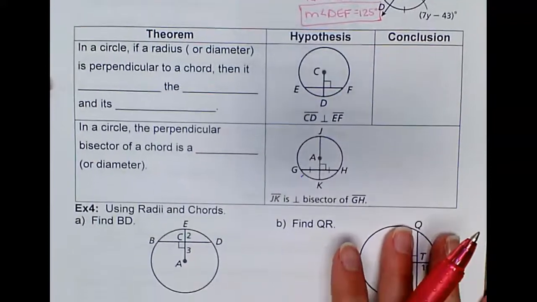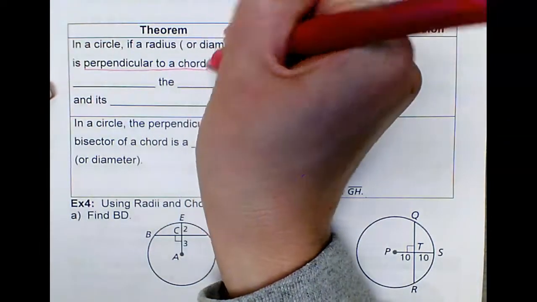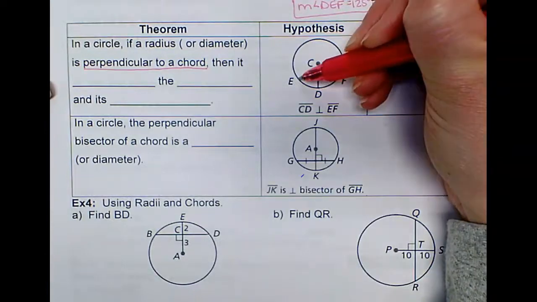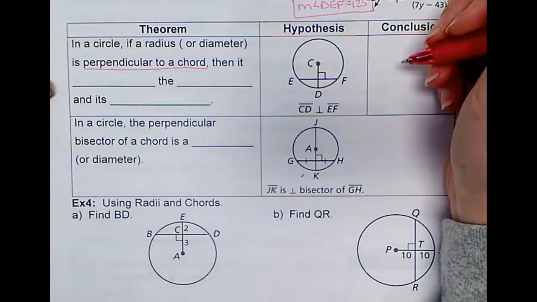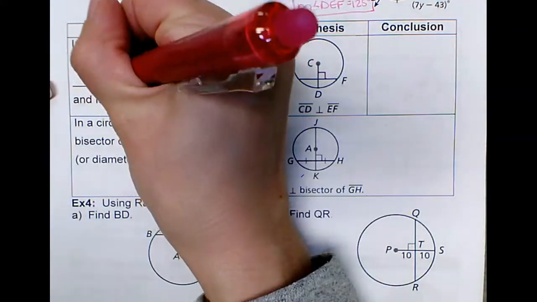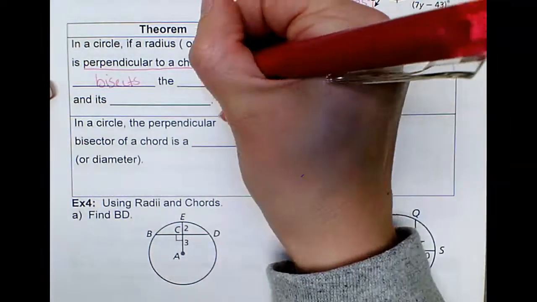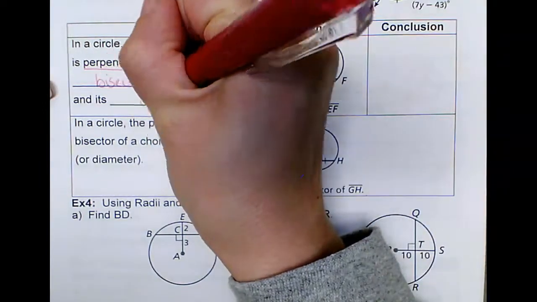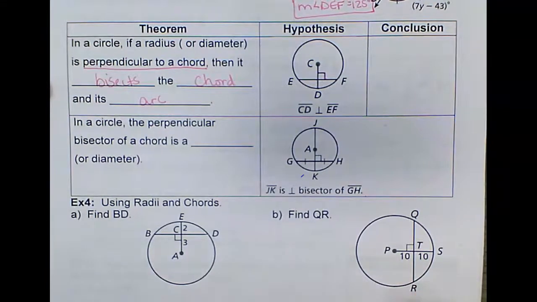So the last bit of our notes today gives two theorems and examples to apply those theorems. The first theorem says, in a circle, if the radius, or diameter, is perpendicular to a chord. So here I have a radius perpendicular to a chord. I know it's perpendicular because it has this little right angle right here. Then it bisects the chord and its arc. Remember, to bisect means to cut into two congruent parts.